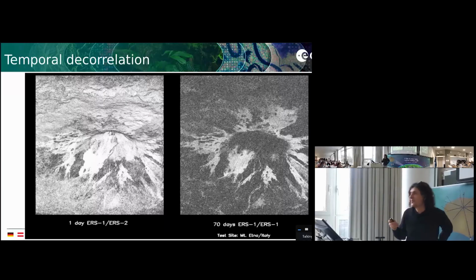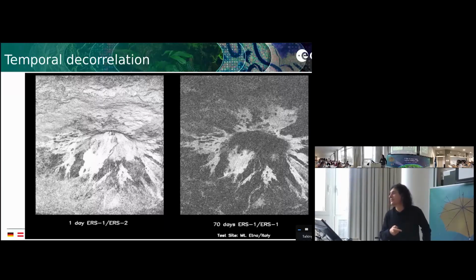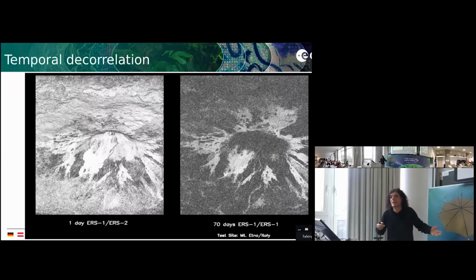This was not an eruption, but there was snow, okay. It has been snowing between the 2 acquisition dates, and snow has a slight response at C-band, but enough to change the spectral properties, and then it decorrelates.